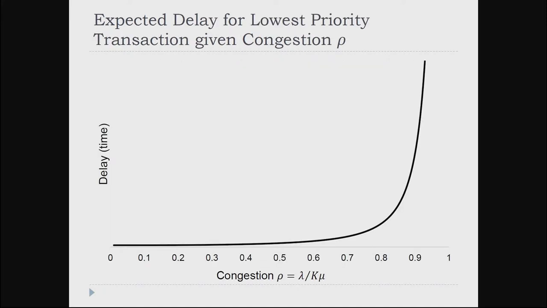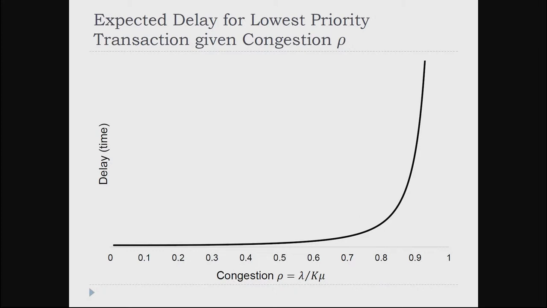So let me just illustrate how this thing looks by saying, suppose that I pay zero. Suppose I say I'm going to be the last person in the system. The effective congestion for me from people with high priority is everybody. How long will I wait? Well, that should depend on the congestion of the system, how many people there are. If the system is not very congested, if the ratio of the arrival of transactions to the capacity of the system is below 50%, basically nobody waits.